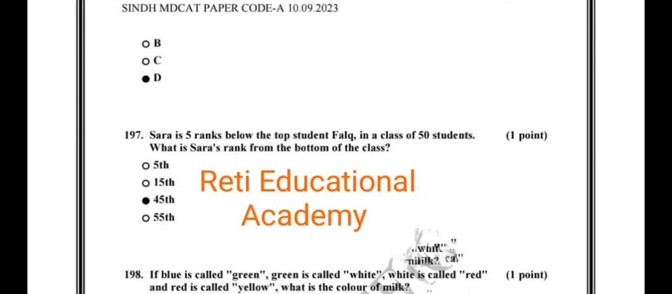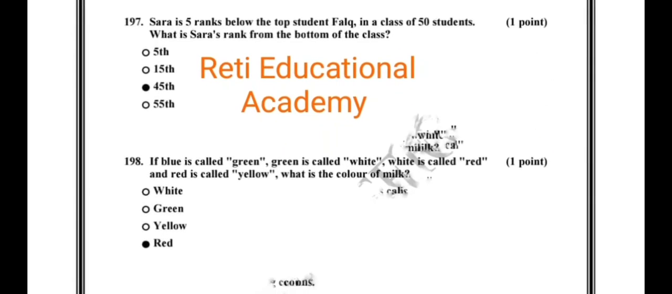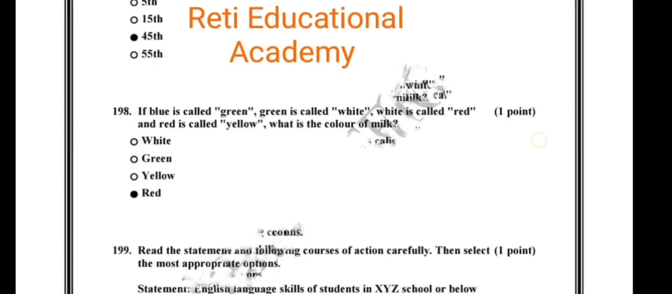Question number 197. Sarah is 5 ranks below the top student Falak. In a class of 50 students, what is Sarah's rank from the bottom of the class? And it is 45th. Question number 198. If blue is called green, green is called white, white is called red, and red is called yellow, what is the color of milk? And it is red, because white is called red.